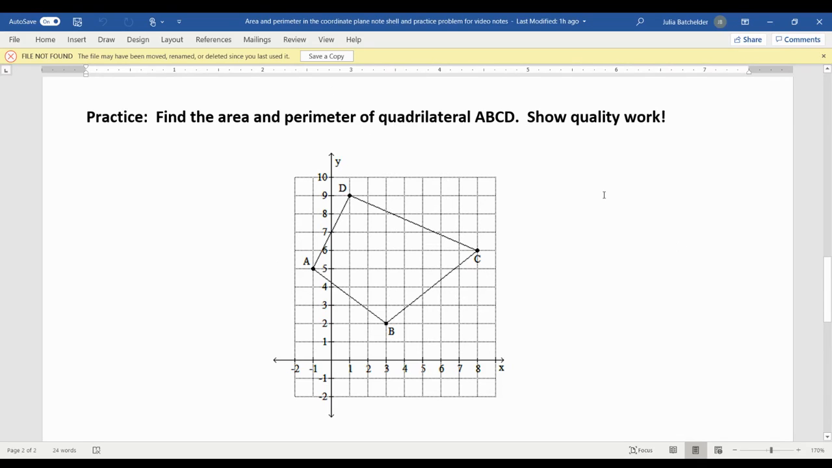Okay, so now you guys are going to do this practice problem, find the area and the perimeter of ABCD. You're going to show quality work, and then go ahead and check your solution with the answer key that's going to be provided for you.